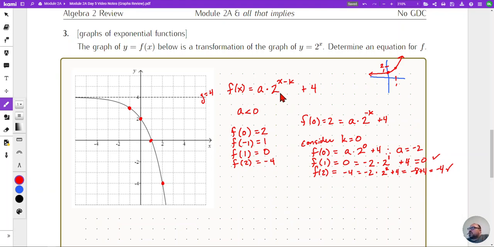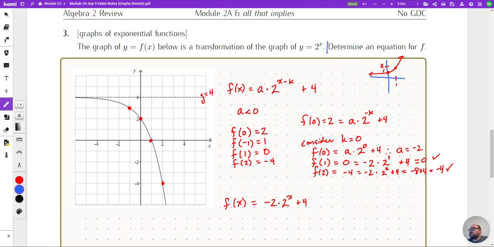So with our understanding of the basic form of the exponential function, we're able to determine our equation. That means that the equation for f of x is equal to negative 2 times 2 to the x plus 4.